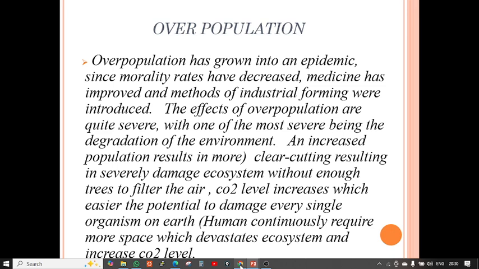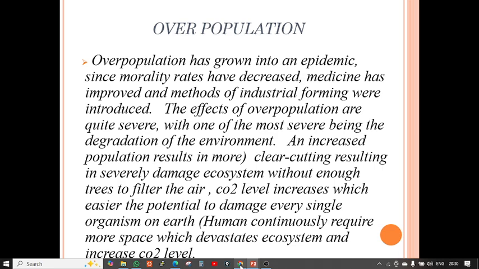We cannot control, we cannot stop this kind of thing. So an increased population results in more clear cutting and severely damaged ecosystems without enough trees to filter the air. And the main cause is deforestation, cutting down trees to meet the needs of different kinds of space or some industrial activity.